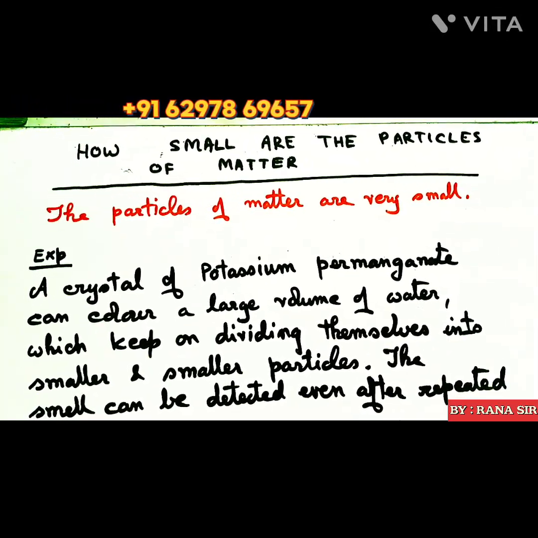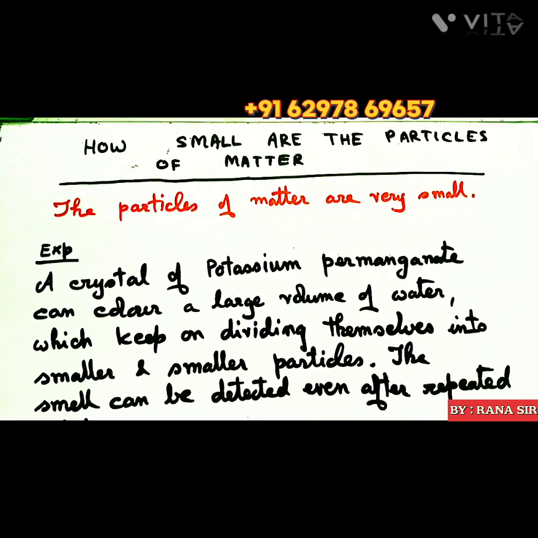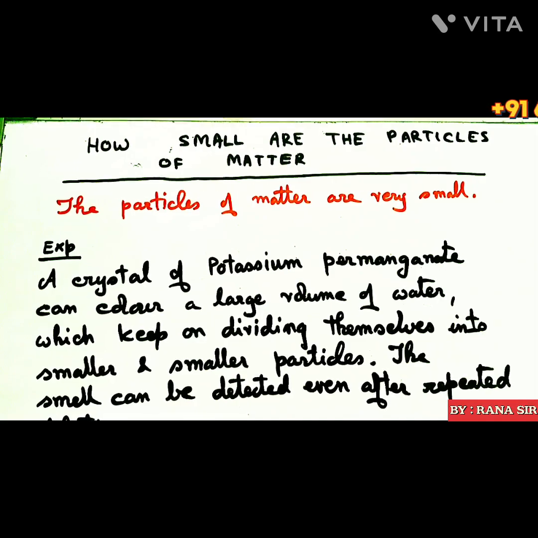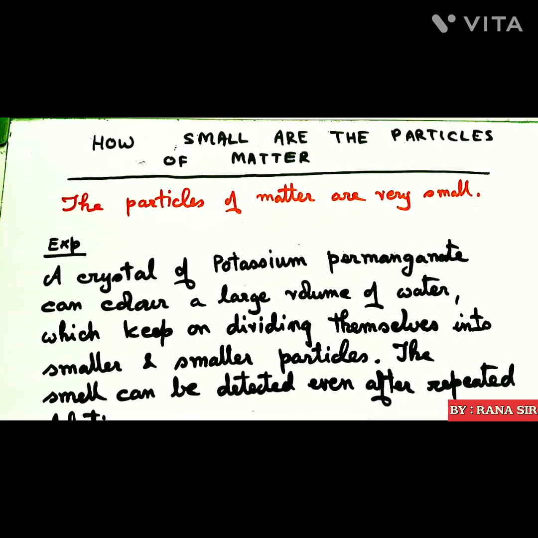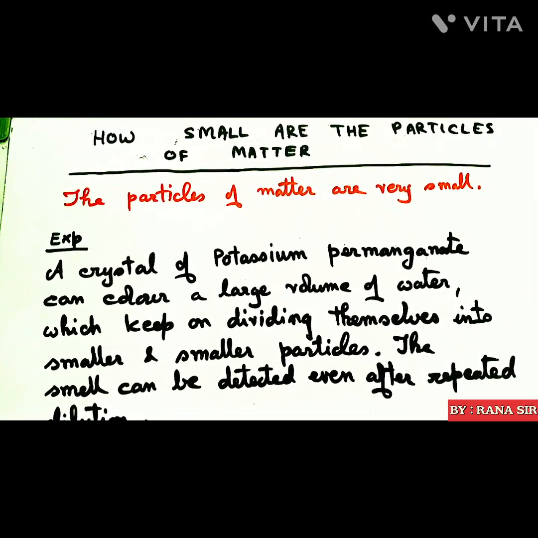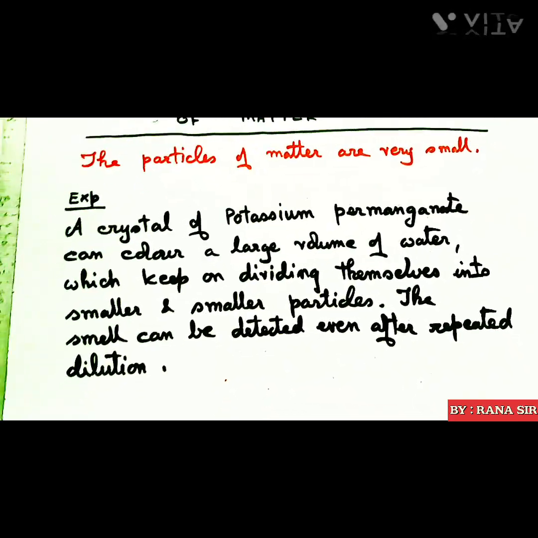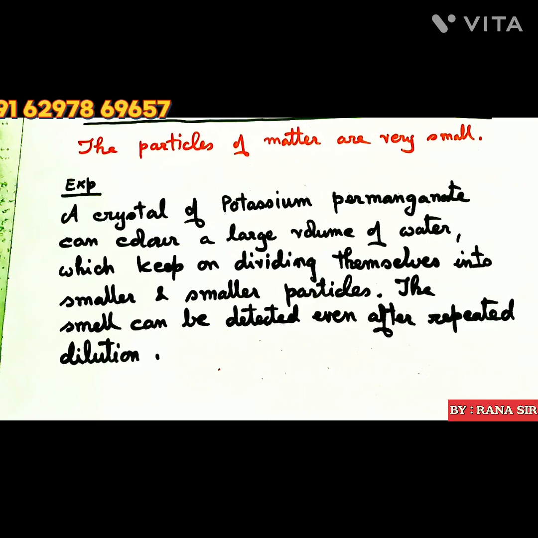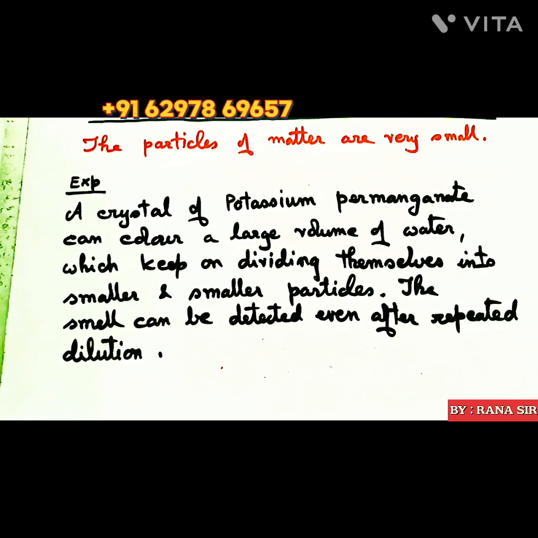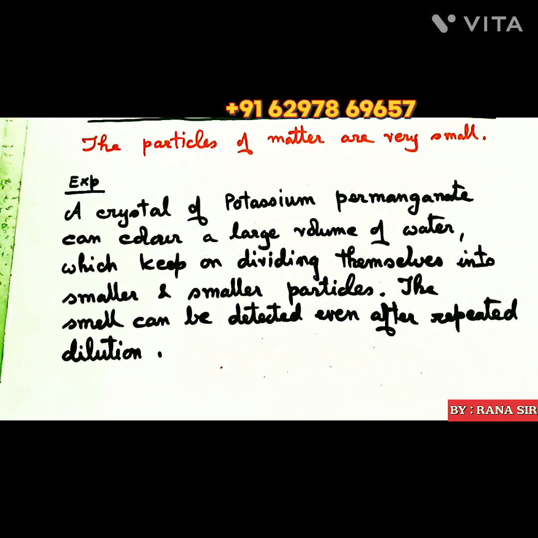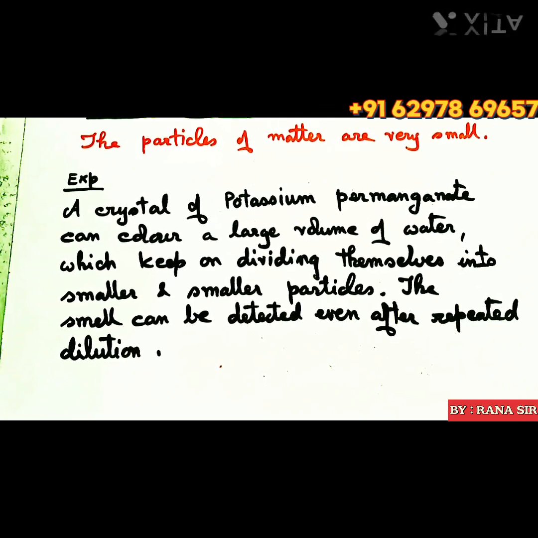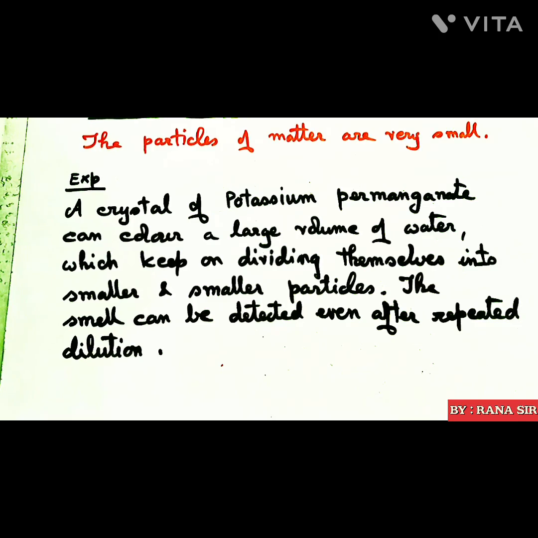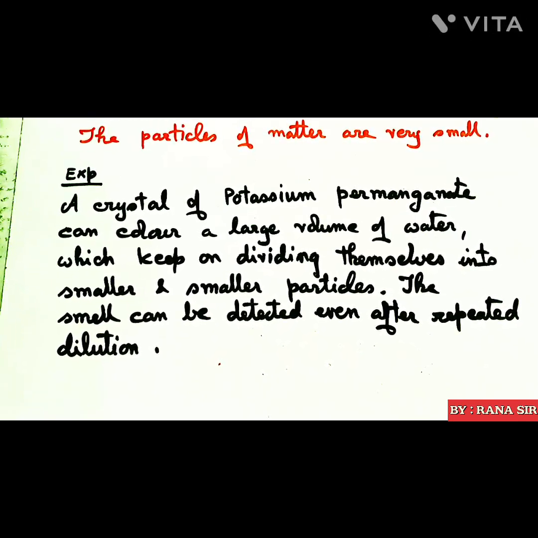As matter is made up of small particles, now we'll discuss how small these particles of matter are. The particles of matter are very small. We'll understand with the help of an experiment. A crystal of potassium permanganate can color a large volume of water, which keeps on dividing itself into smaller and smaller particles. The color can be detected even after repeated dilution.